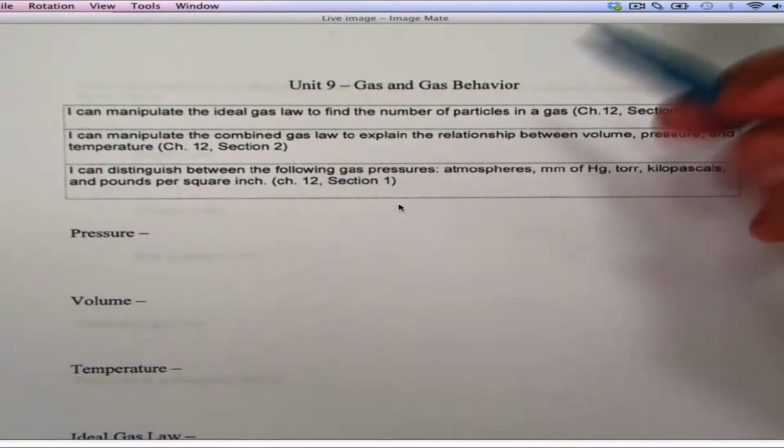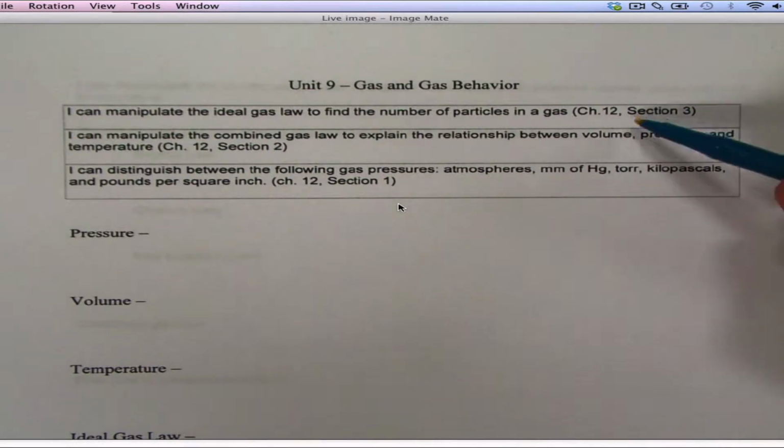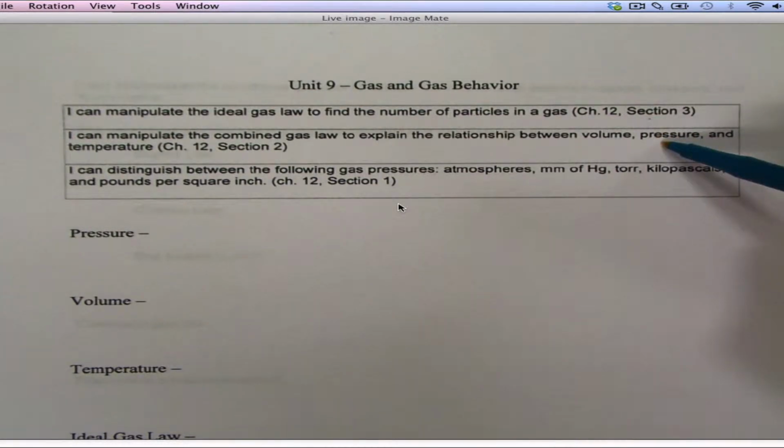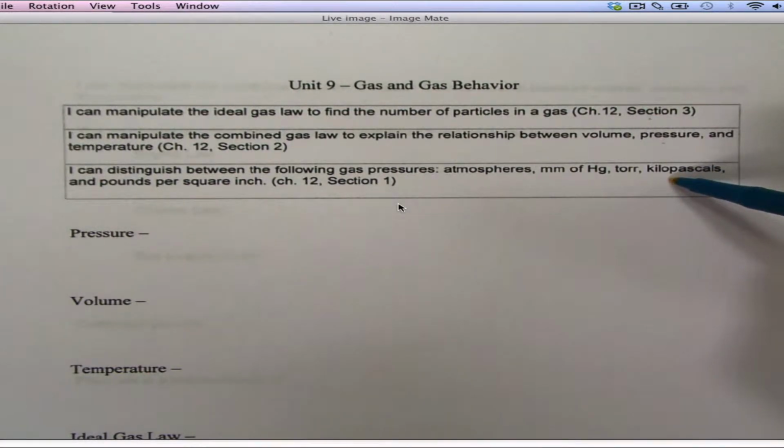So here are our objectives. We've got three big ones. One talks about the ideal gas law. The other one talks about the combined gas law. And another one talks about how to distinguish between pressures and how to calculate in between them.